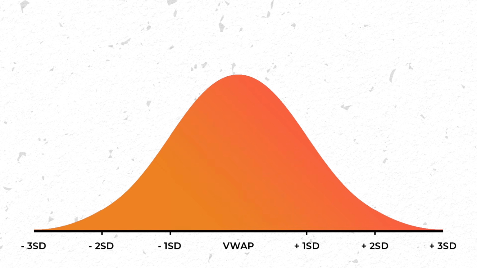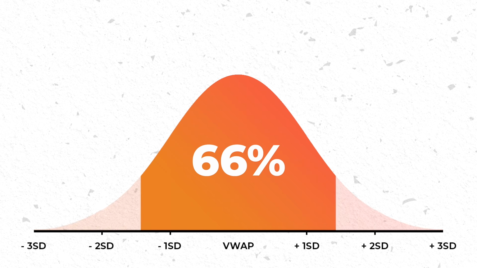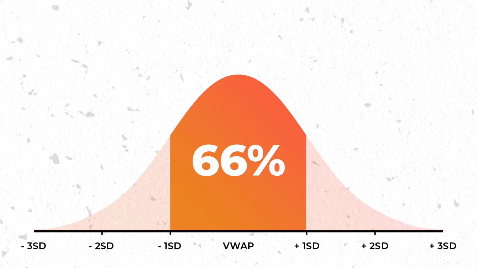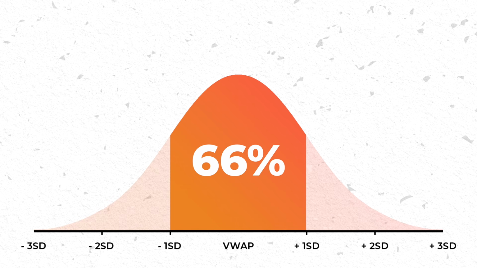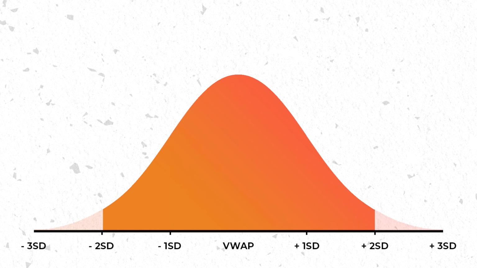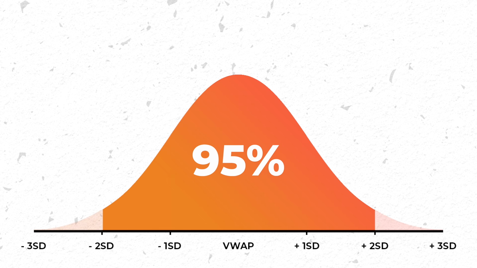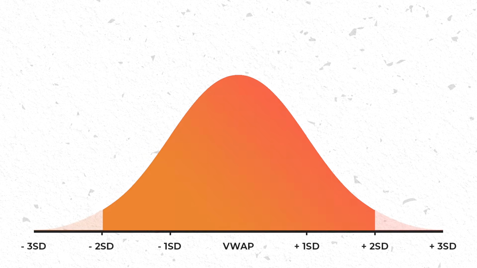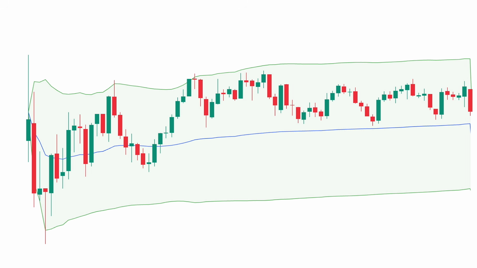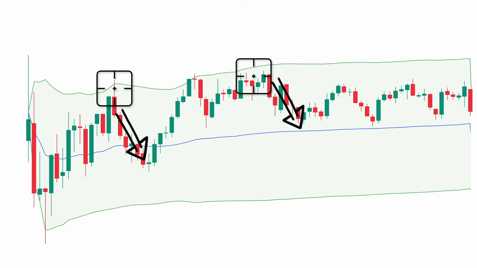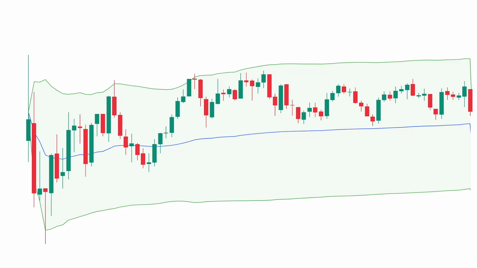According to the probability distribution theory, 66% of the price action is contained within the 1 standard deviation of the VWAP, and 95% is contained within 2 standard deviations. Therefore, if we keep the multiplier at 2, we can see that whenever the price is near the upper band, it reverses downwards. Similarly, when the price is near the lower band, it reverses upwards.